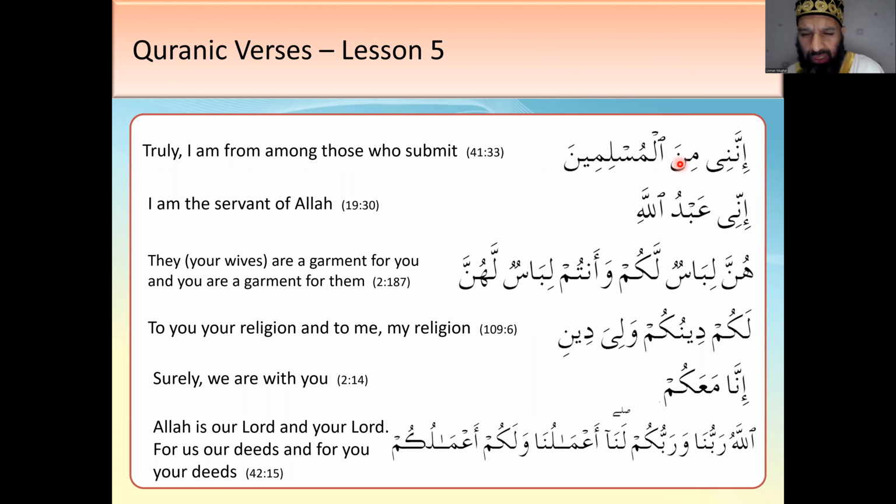Why is it not minul? I don't know, maybe that's the rule there. You put a fatha. I don't know why it's a fatha, but just think, if you said minul muslimin, it's hard to say. Minal muslimin is the easier one to say. Minil muslimin, that's harder to say as well. Minal is the easiest one to say.